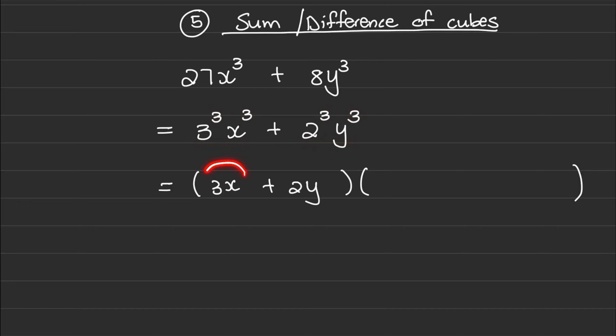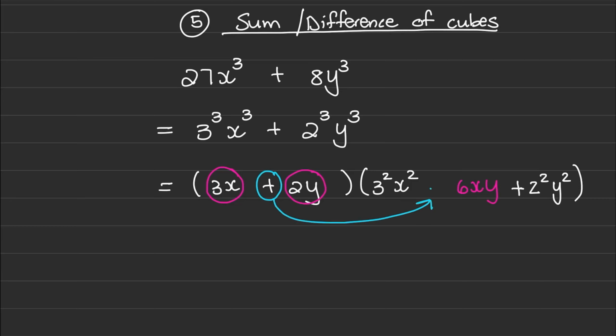But now that I have one set of 3x's in here, in my first term, I'm still left with 3 squared times x squared. And that goes in my second pair of brackets as 3 squared times x squared. I'm also left with 2 squared times y squared. And in my second pair of brackets, I have 2 squared times y squared. Notice that this last term will always be positive. And for the middle term, I multiply 3x times 2y, which is 6xy. And I change the sign between the terms to negative.